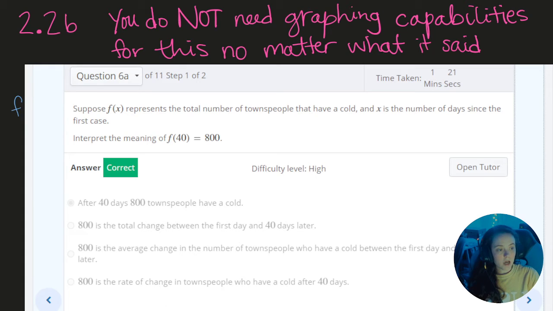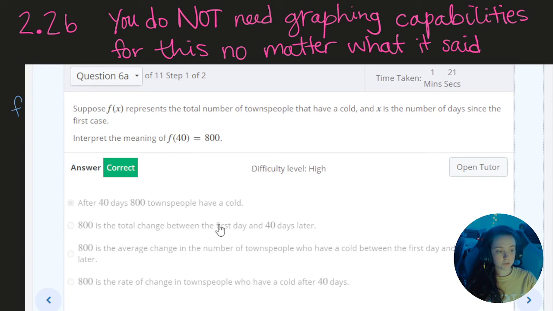This was one that she kind of worked in class, at least for the 4 o'clock class. Suppose f of x represents the total number of townspeople that have a cold, and x is the number of days since the first case. And then it gives us the equation f of 40 equals 800 and wants us to interpret what that means. So our options were: after 40 days, 800 townspeople have a cold, which is the correct answer. But I'm going to explain why the others aren't correct.